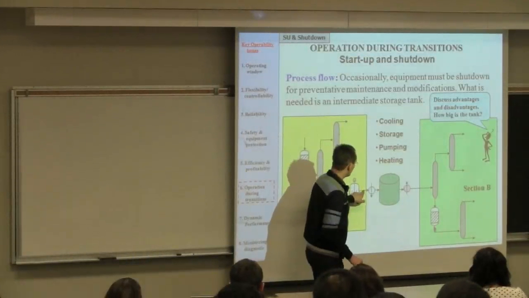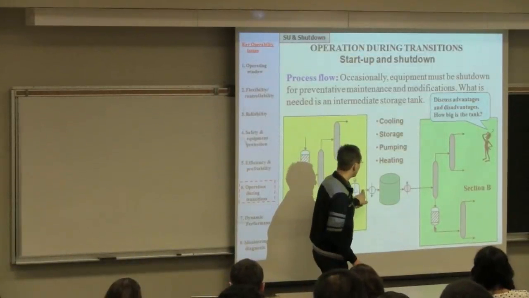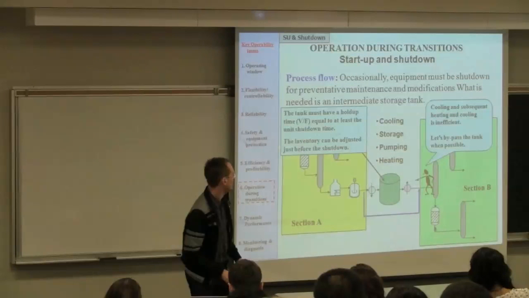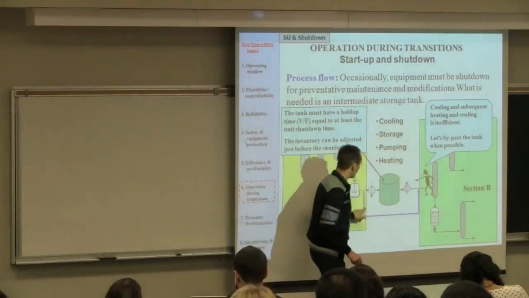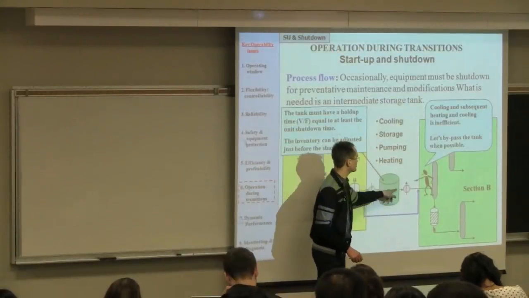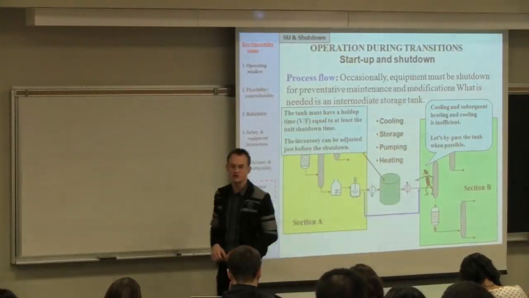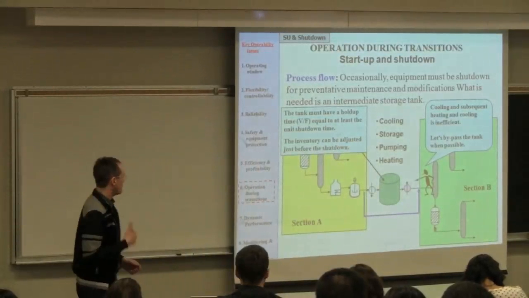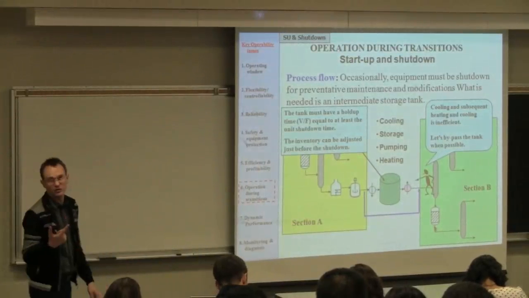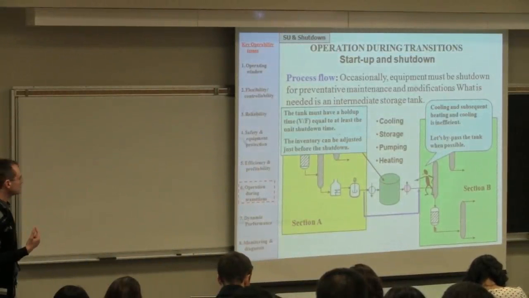At normal operation, I would go straight from the exit from this reactor straight to the separator. So we need to add a bypass as well. So for regular operation, we'll bypass the tank so that we don't cool down, go to inventory, and then heat back up again. So that would be wasteful. So bypass is critical here. The inventory or the storage tank is important as well.